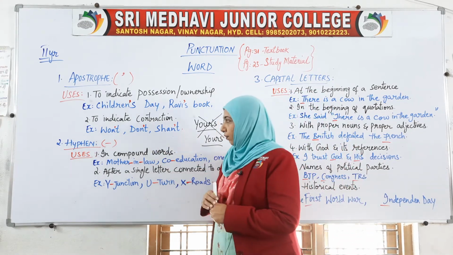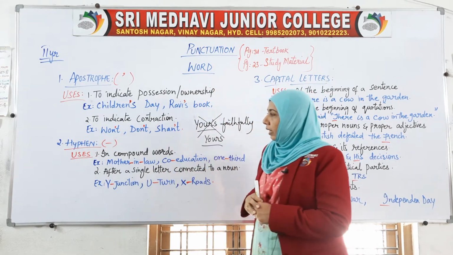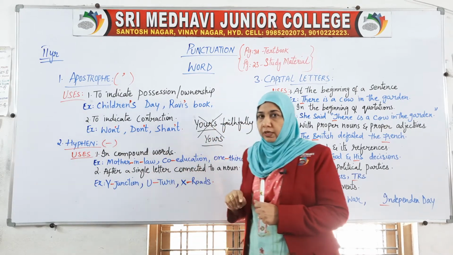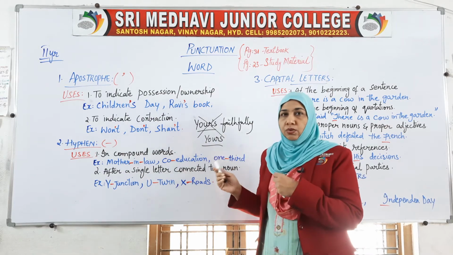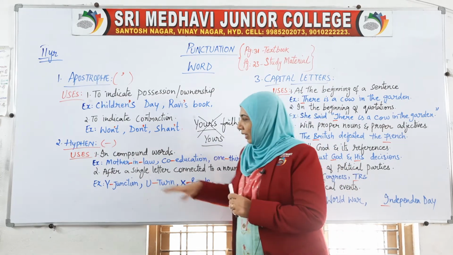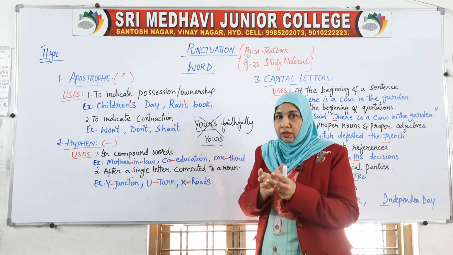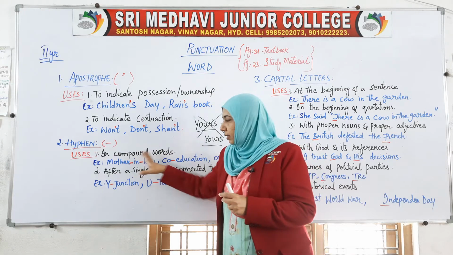Next is the hyphen. In the topic of punctuation, the next is the hyphen. A hyphen is a small dash which we can use in between compound words. First, it is used in compound words. Compound words means combining 2 or 3 words together to make one word. Then we can call it a compound word.